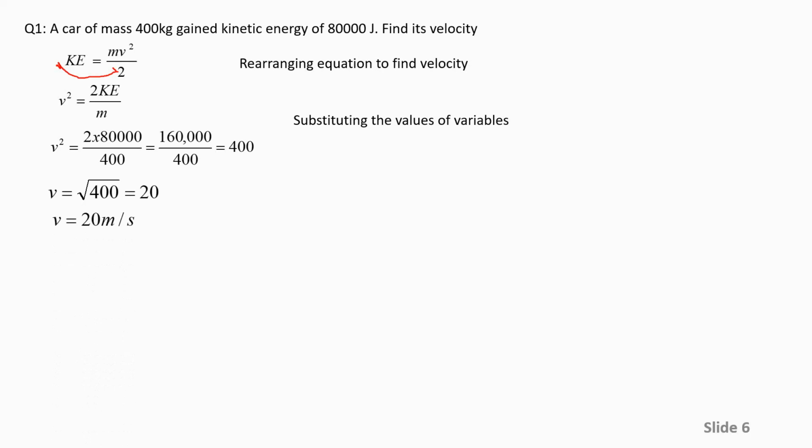Now here v square is 400, which is not the velocity, it is the square of velocity that is 400. Taking roots on both the sides, we have root of v square is equal to root 400. Root of v square is v, and root of 400 is 20, and velocity we got as 20 meter per second. So velocity of the car is 20 meter per second.